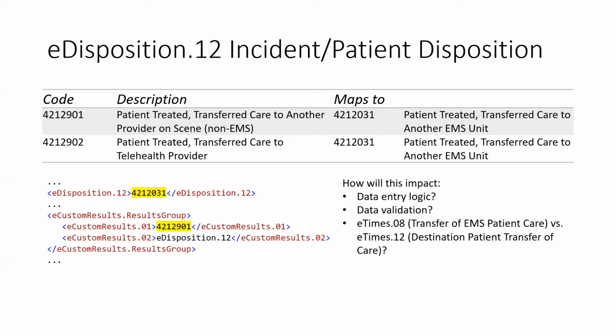The idea here is, since it falls back to treated and transferred care to another EMS unit, it would be seen as a non-transport. So software with data entry logic would be hiding the questions that ask about how they transported. They would still show the questions indicating who they transferred to, and also ask for the date and time that they transferred care on scene, as opposed to the date and time of a destination patient transfer of care. So that's what they're looking at for the two custom dispositions.